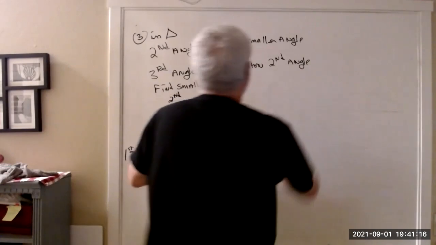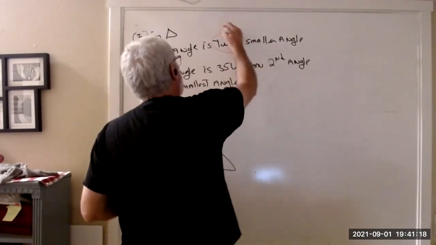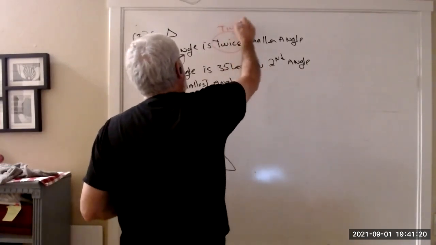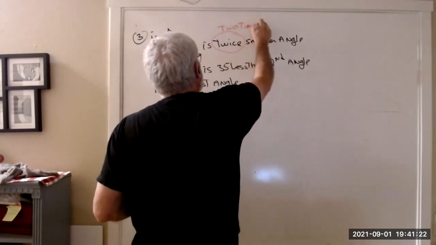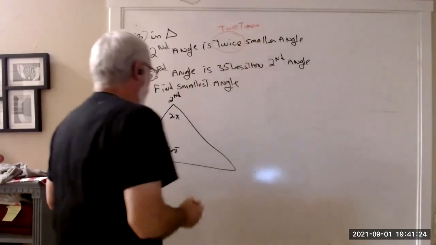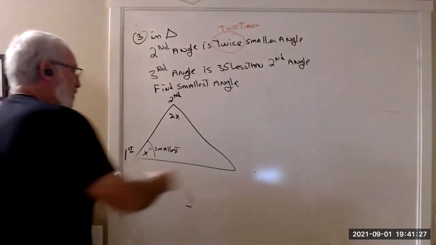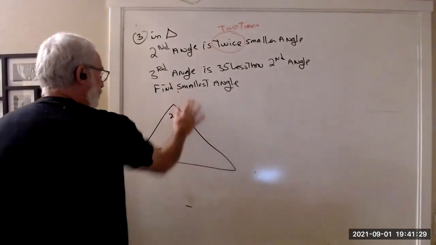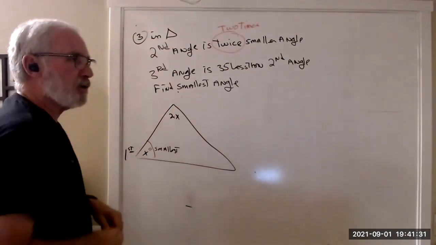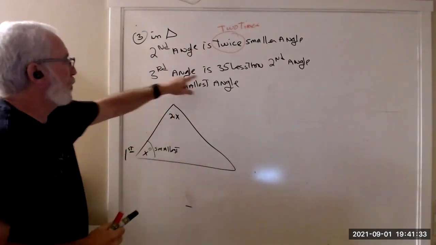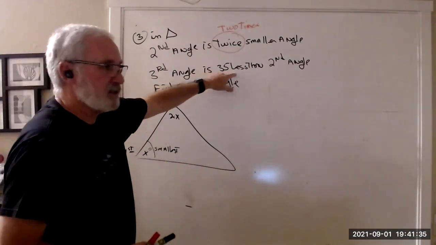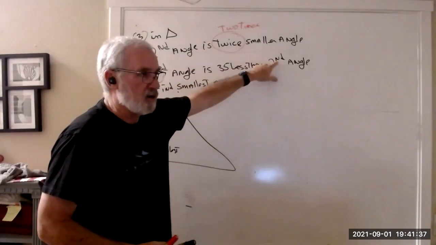Okay. Twice means 2 times. Now, the third angle is down here. This is the third angle. Okay, but it's a little bit tricky. It's 35 less than the second angle.